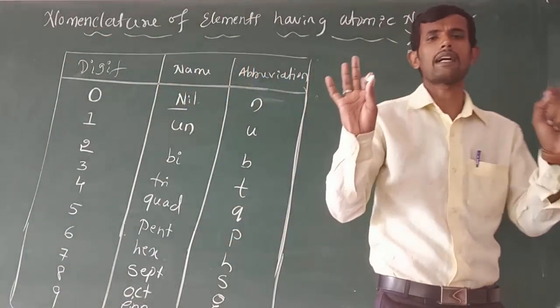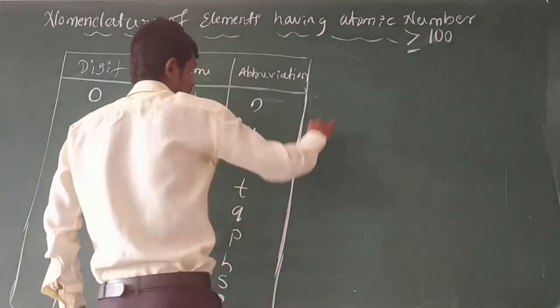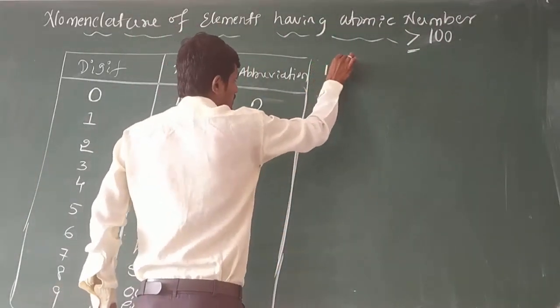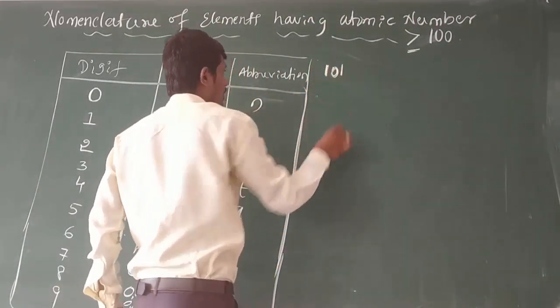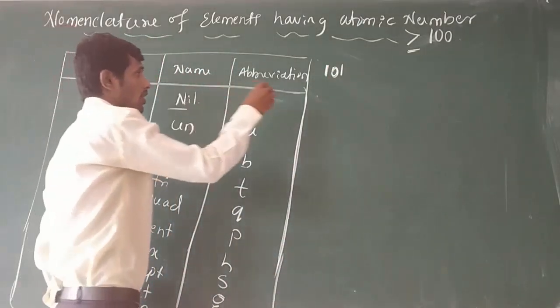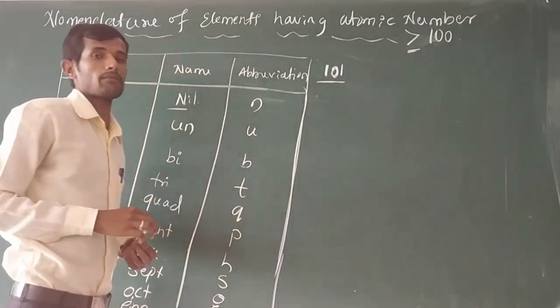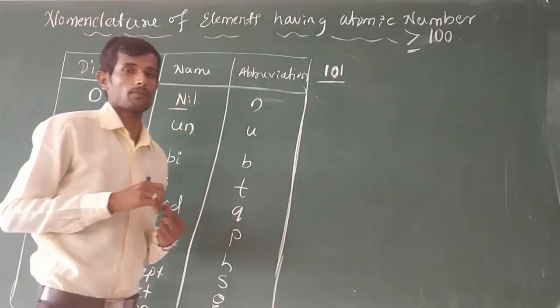Okay, take some example. Write the IUPAC name of the element which has atomic number 101.